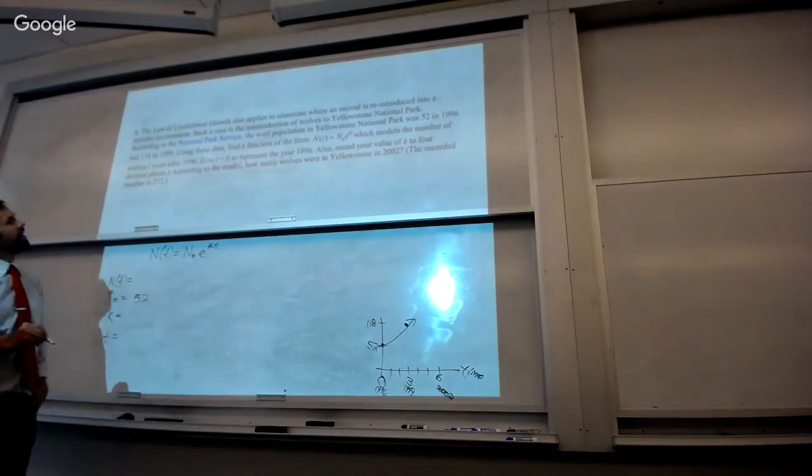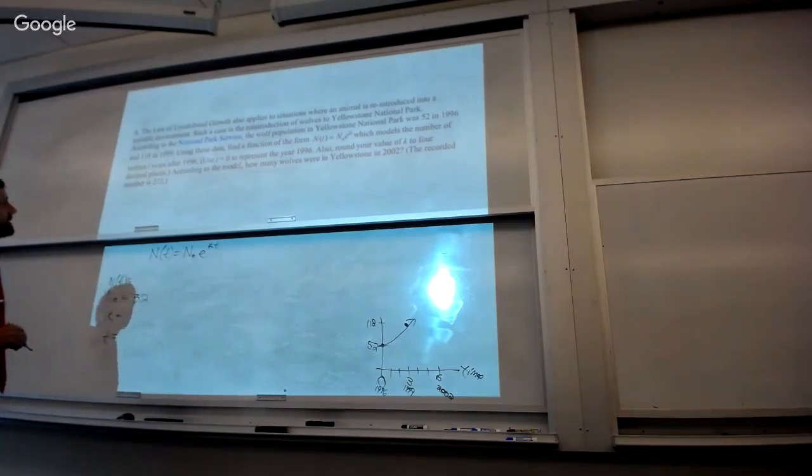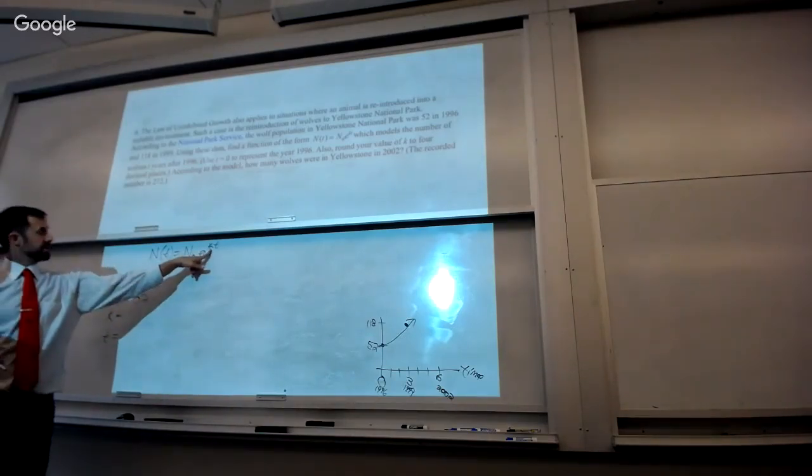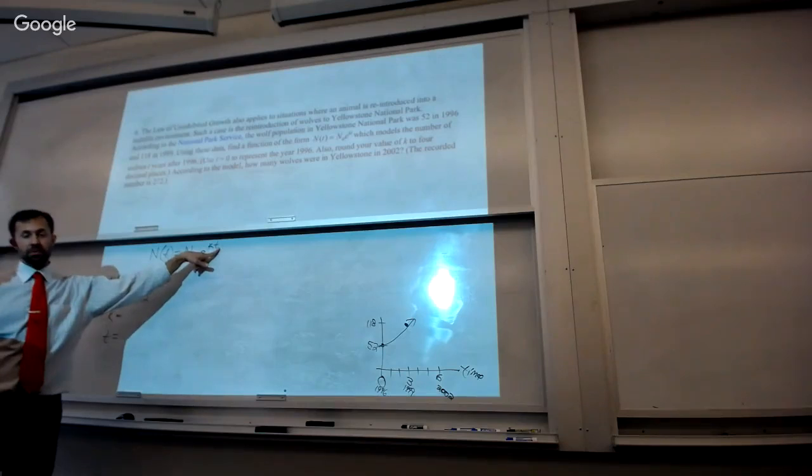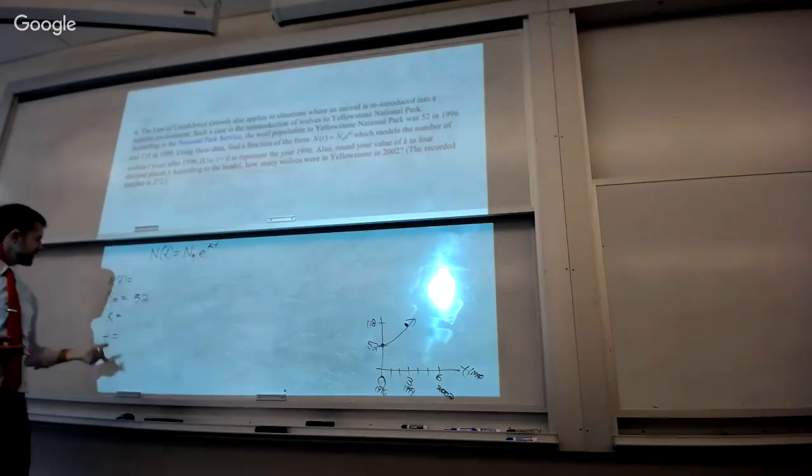Okay? Then what? They say, find a function which models the number of wolves. So the only thing else that we need to solve for is k. Because you just need to know the initial population. e is just a number. k we need to find. And t is whatever input you want to input into the function. So let's solve for k.